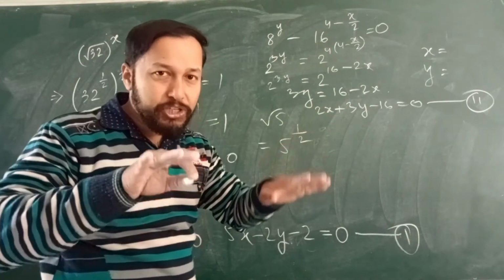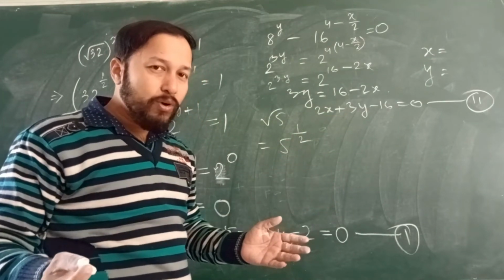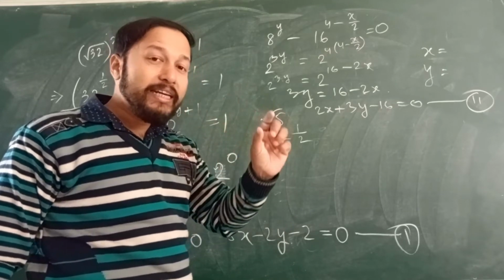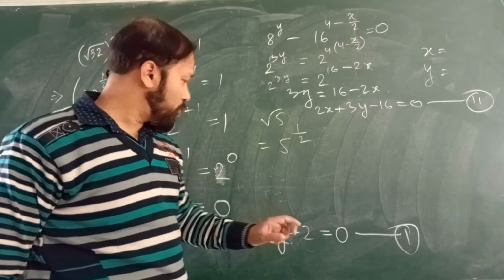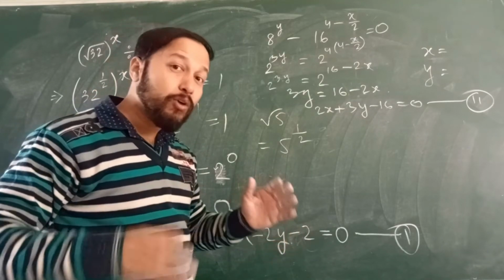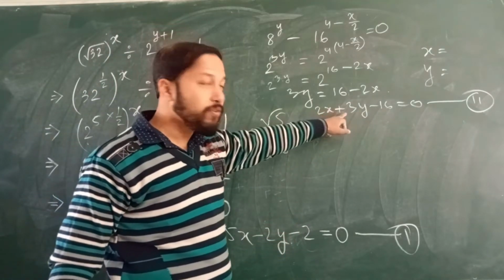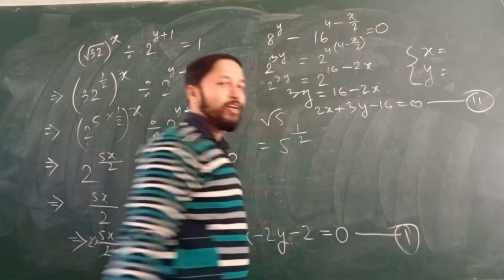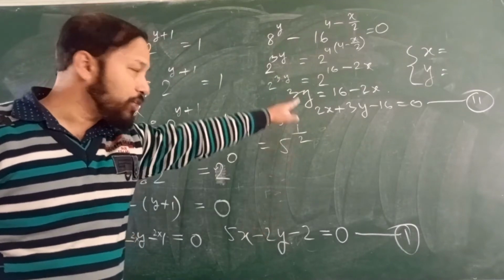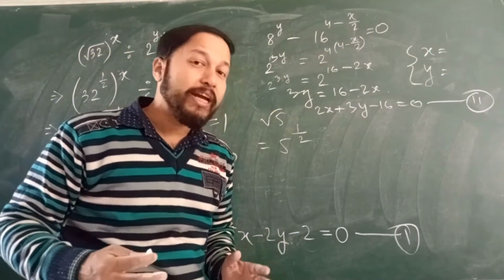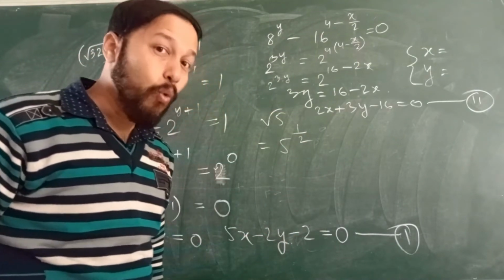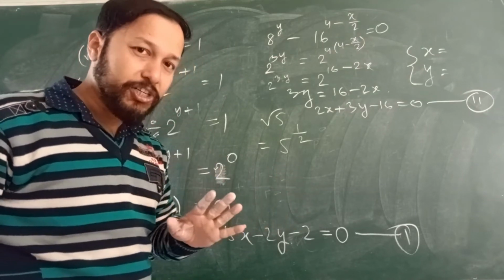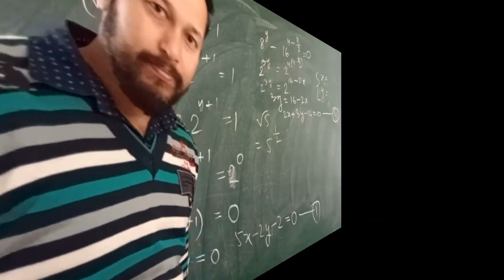Now solve these two equations. By which rule? You know how to solve a linear equation of two variables. We know the rule. Just solve these two equations, the first equation and the second equation, and you will get the value of x and y. Fine, so you complete it. I am not doing it. You will complete it. We'll go to the next sum.